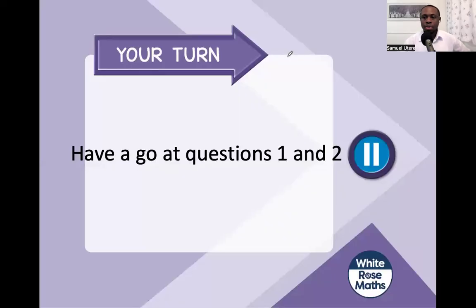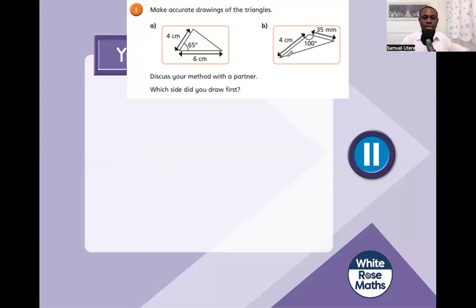It's now time for you to pause the video and practice what you've learned. Question 1, you were asked to make accurate drawings of the triangles and discuss your method with a partner or somebody you're working with. Which side did you draw first? I'm going to demonstrate this real quick. This is a 4 centimeter by 6 centimeter triangle with 65 degrees in between them. So this is a side, angle, side triangle.